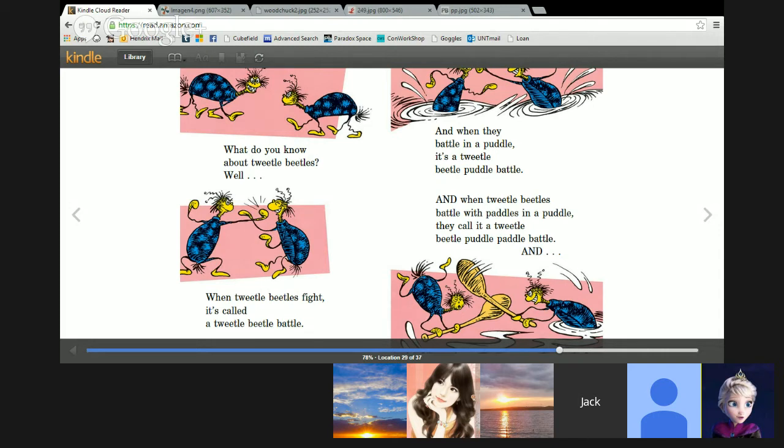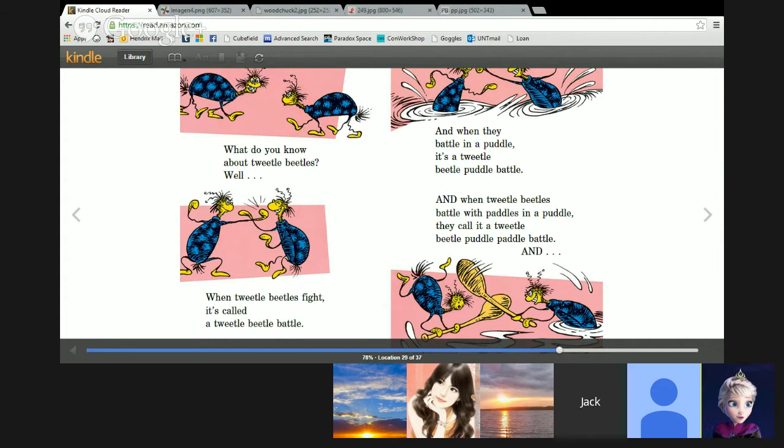Okay. And when they battle in a puddle, it's a tweedle beetle puddle battle. And when tweedle beetles battle with paddles in a puddle, they call it a tweedle beetle puddle paddle battle.